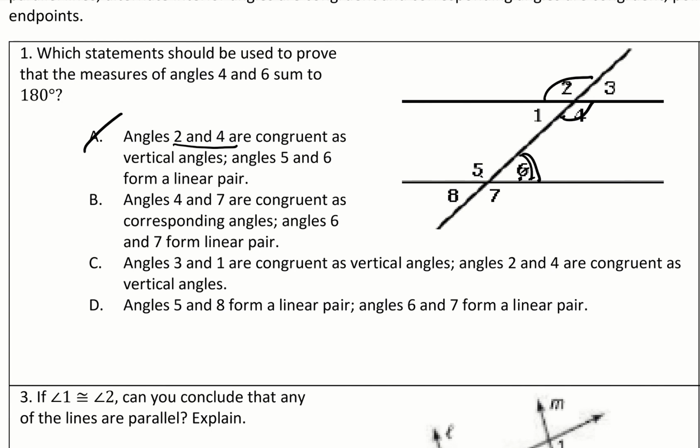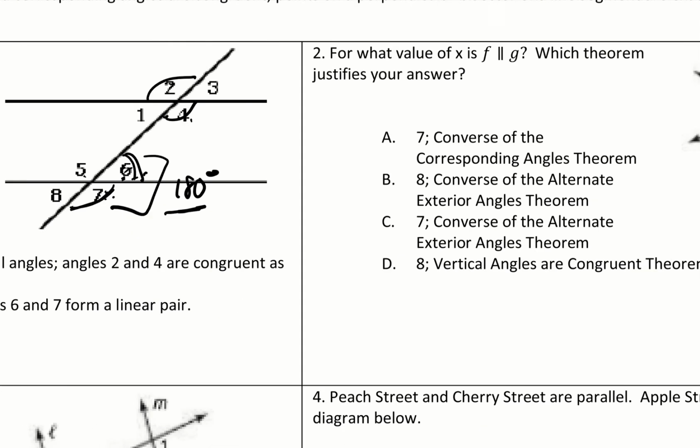4 and 7, are they congruent? Yes, 4 and 7 are congruent because they are corresponding angles. They said that. So if we knew that, that's okay. Angles 6 and 7 form a linear pair. They do form a linear pair. And because 4 is equal to 7, and 7 is a linear pair with 6, that must mean 4 and 6 add to 180. Not really a linear pair per se, but they're supplementary. So they add to 180, and therefore 4 and 6 have to add to 180. So yes, that's correct. That's how you can prove that.